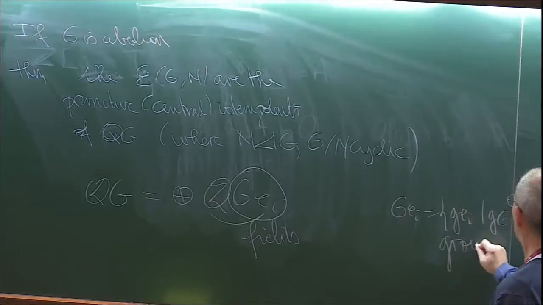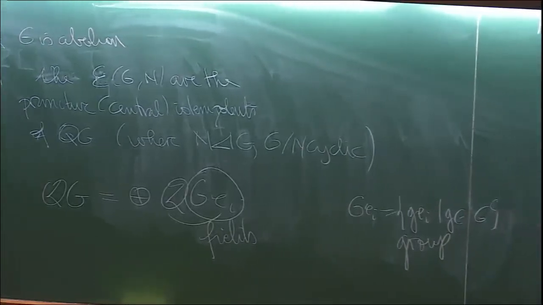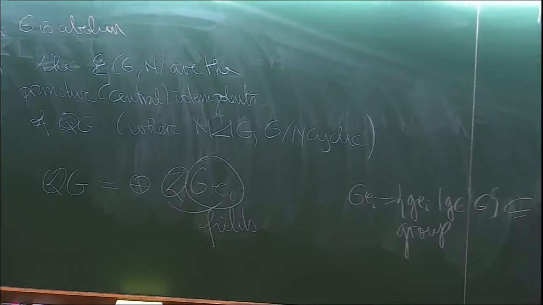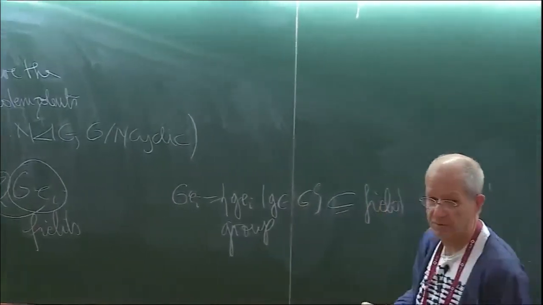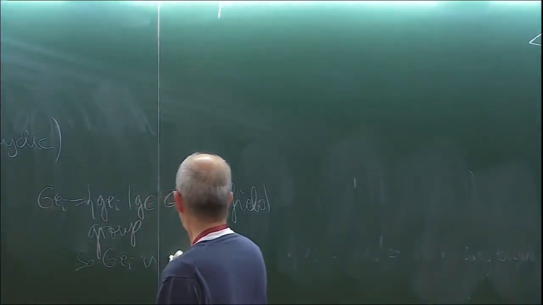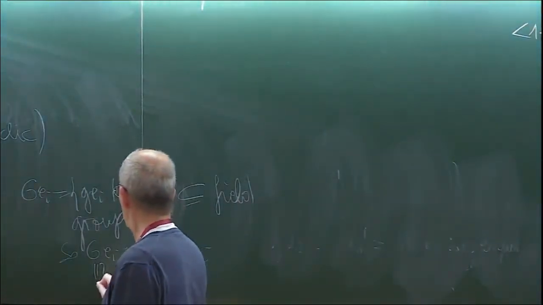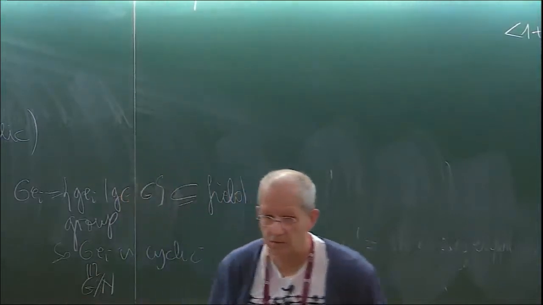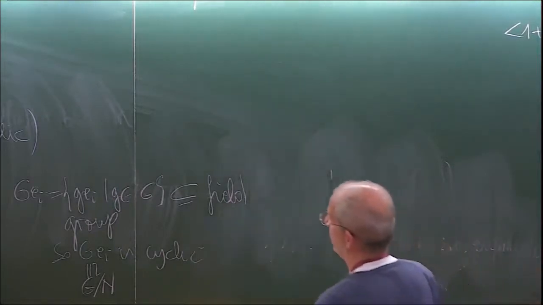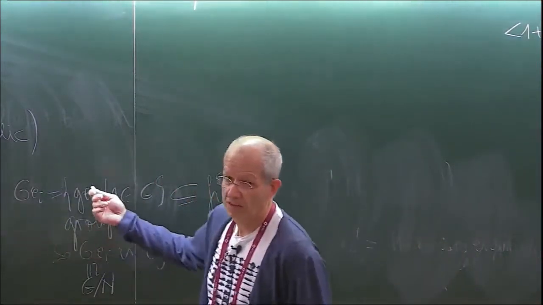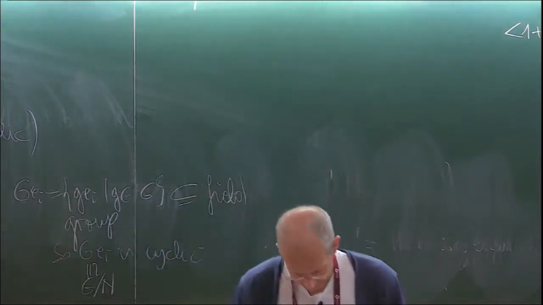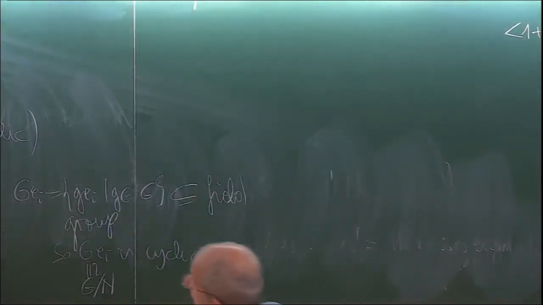This is a group, but this is a group living in a field. And finite subgroups of fields are cyclic. So by the isomorphism theorem, this is G over some N. So the G over N has to be cyclic. That's why the cyclic is there. Okay, so basically these N's are the kernels of the linear characters for this group. Okay. So in the commutative case, I know all the primitive central idempotents.